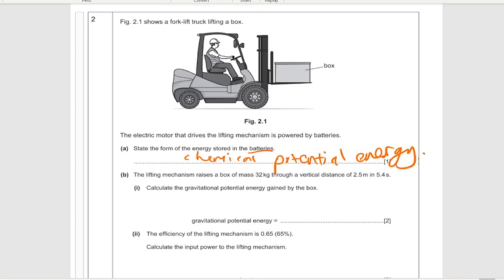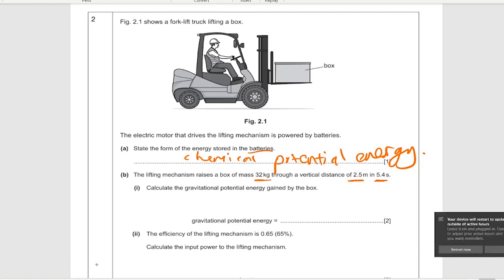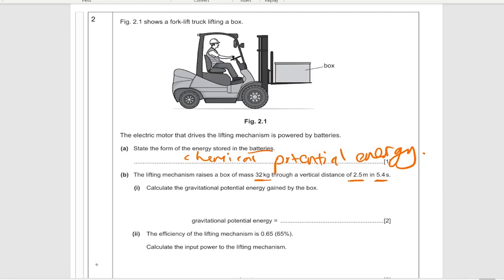Question part B. The lifting mechanism raises a box of mass 32 kilograms through a vertical distance of 2.5 meters in 4 seconds. Calculate the gravitational potential energy gained by the box. So you saw I underlined some of the values as I was going through the question there, and that just makes it easier for me to spot them as I go back to them later.